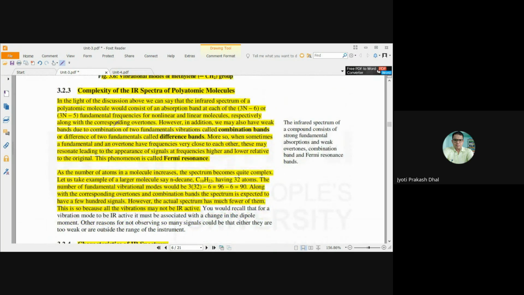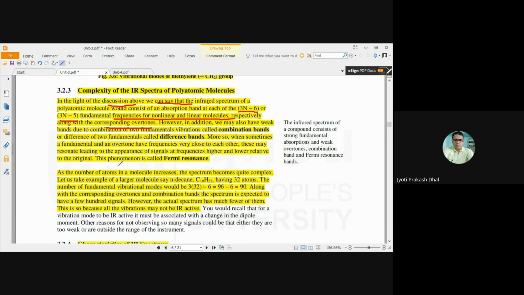Now coming to the complexity of the IR spectra of polyatomic molecules. In the light of the above discussion, we say that the infrared spectrum of a polyatomic molecule consists of an absorption band at each of the 3n minus 6 fundamental frequencies if the molecule is nonlinear, and 3n minus 5 if the molecule is linear, along with the corresponding overtones.